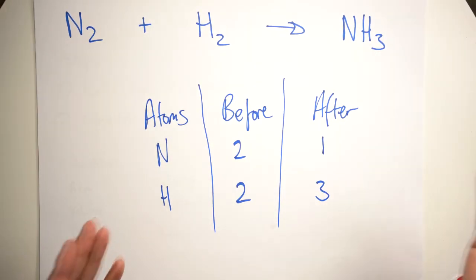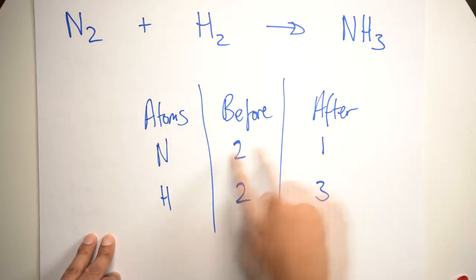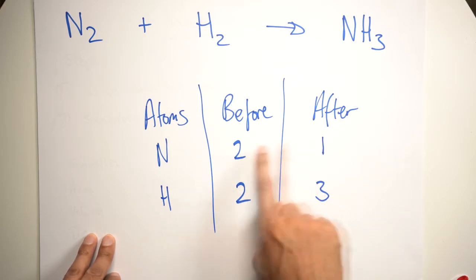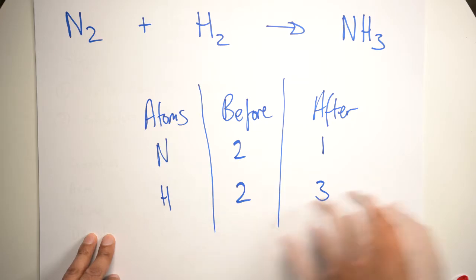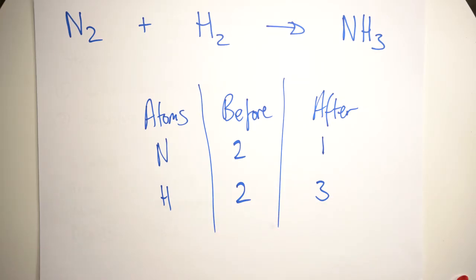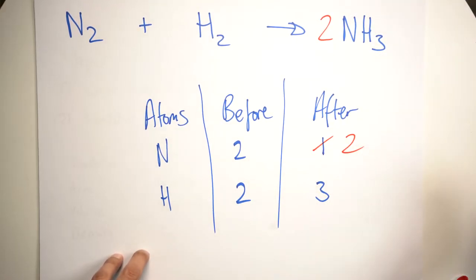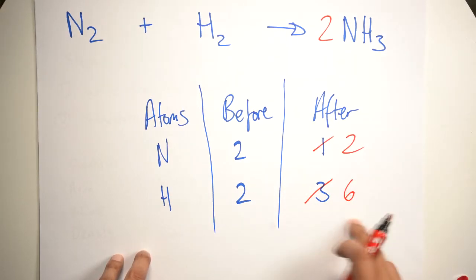Okay, now we've got two points of attack. We could either increase the nitrogen, which is what I want to do, because that way I can make that directly into a 2, or I can find the lowest common multiple of 2 and 3 and attack it that way. Either way, you're going to get the same result. I always like to be a bit simple, and I put the 2 there.